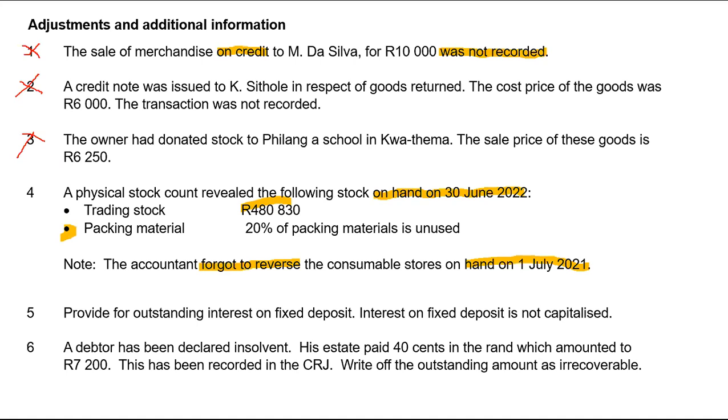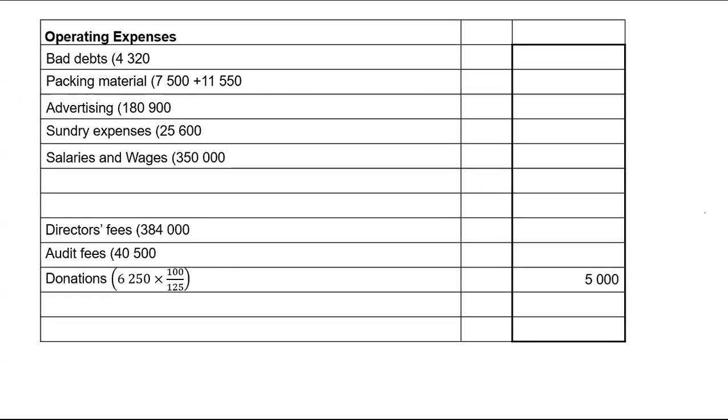So if it was unused, it will be part of consumable stores on hand. But the one that you're going to record under operating expenses will be the used packing material. So how do we calculate the used packing material? You are going to take that 7,500, add it with 11,550, get the sum. And only 80% of the sum was used, and the used one will be the one that we record here as an expense.